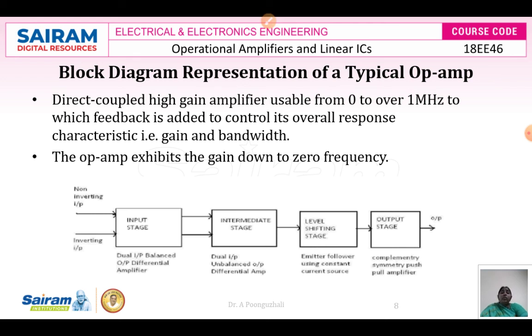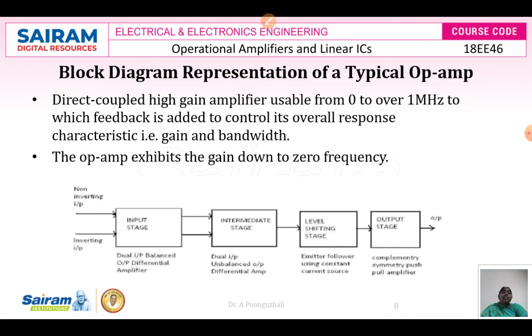And next, the output of this intermediate stage is going to be given to a level shifting stage. So the level shifting stage is basically an emitter follower which is going to act as a constant current source. So as I said earlier, if the input voltages are going to be 0, my output voltage should be 0. Because of the variation in your transistor parameters or the beta parameters of your transistor, the output level will not be 0. So to make that output level 0, I am going to use a level shifting stage, which is going to be constructed with the help of an emitter follower circuit, where it is going to act as a constant current source.